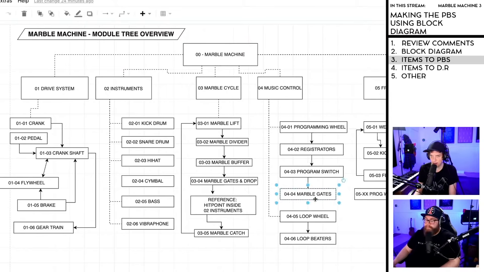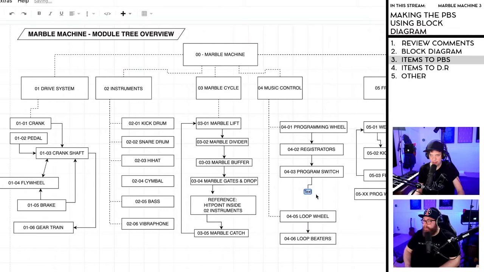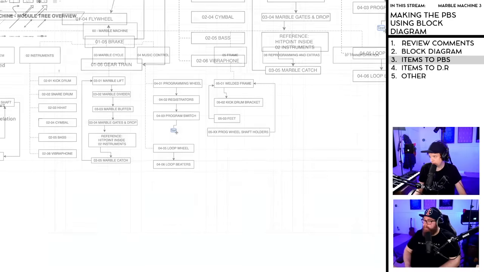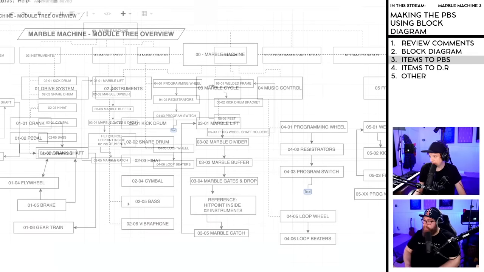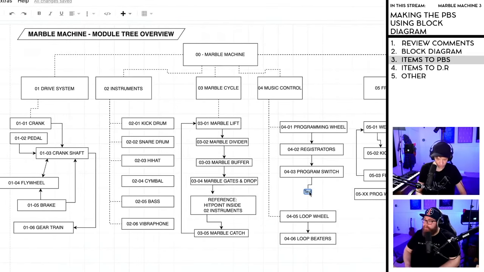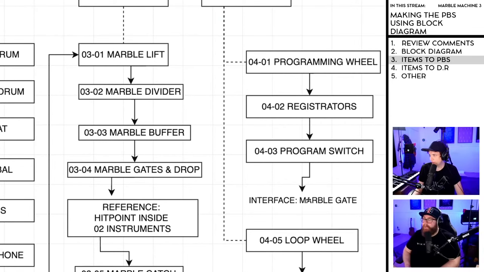Let's see here. I think we're going to note here is an interface. So I'm going to put at the end of this arrow, yes, a text. Let me see if I can zoom in on this, perhaps. Oh, you can read it there. Clear as day. Interface. Marble gate. We have to fix this later. Border color. No border.